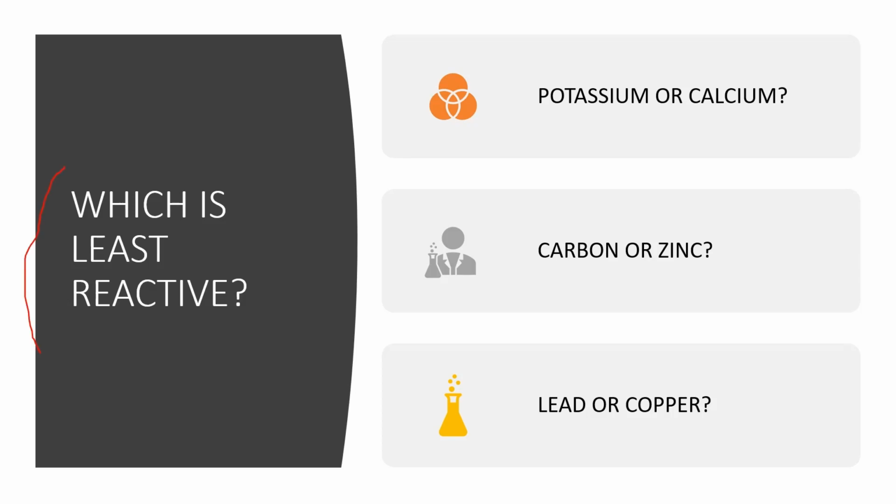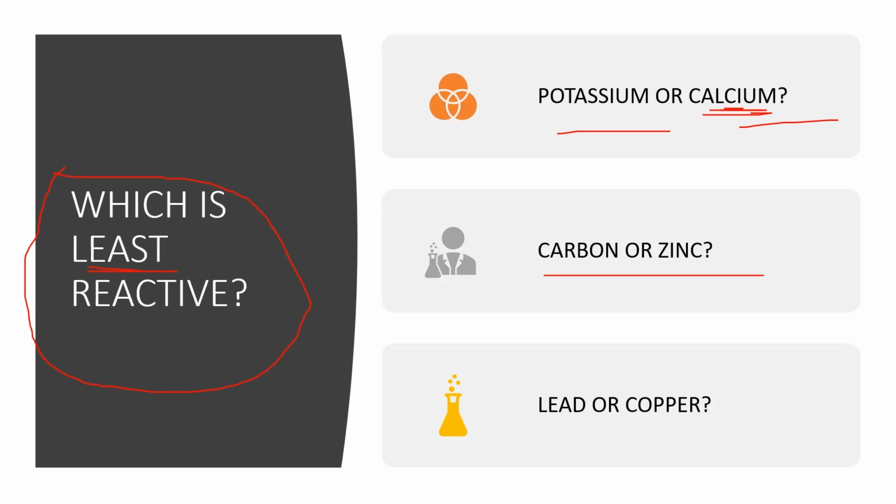Simple quiz. Which is least reactive right now? Keyword here is least reactive. So again, right at the top of our list, the most reactive metals are there. Right at the bottom is the least reactive. So which is least reactive, potassium or calcium? Since calcium is lower down the list, in this case it is calcium.